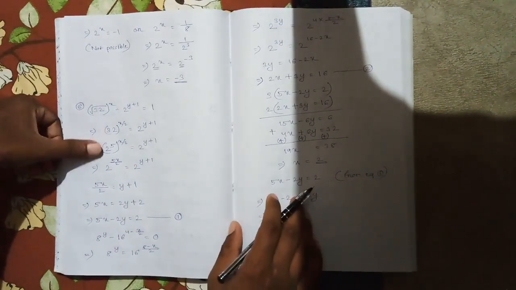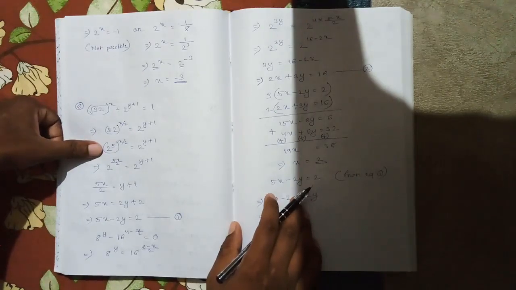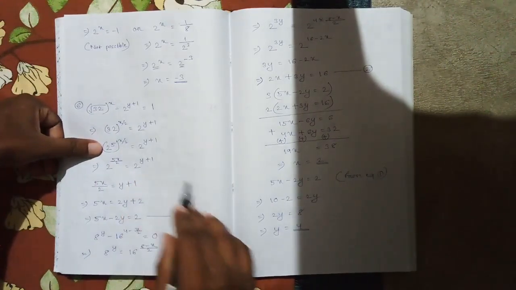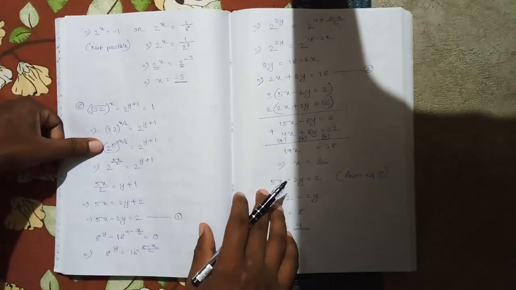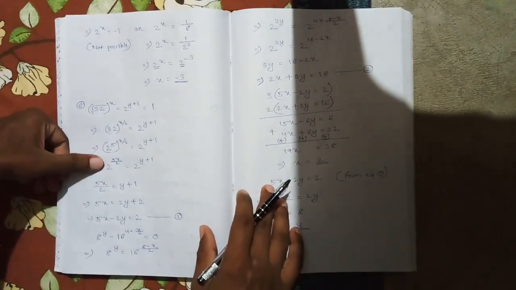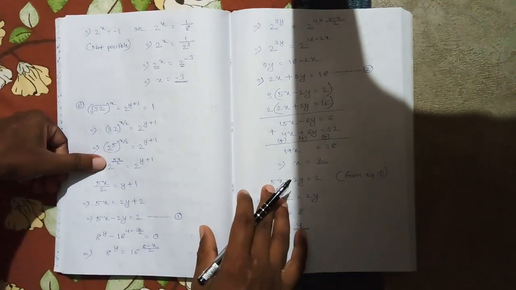Then 32 can be written as 2 power 5, whole power x by 2, which is equal to 2 power y plus 1. This will not be changed. It is completely simplified. Okay. Now our target is on the left hand side. Then again we can use the power law here. So 2 power 5x by 2 is equal to 2 power y plus 1.